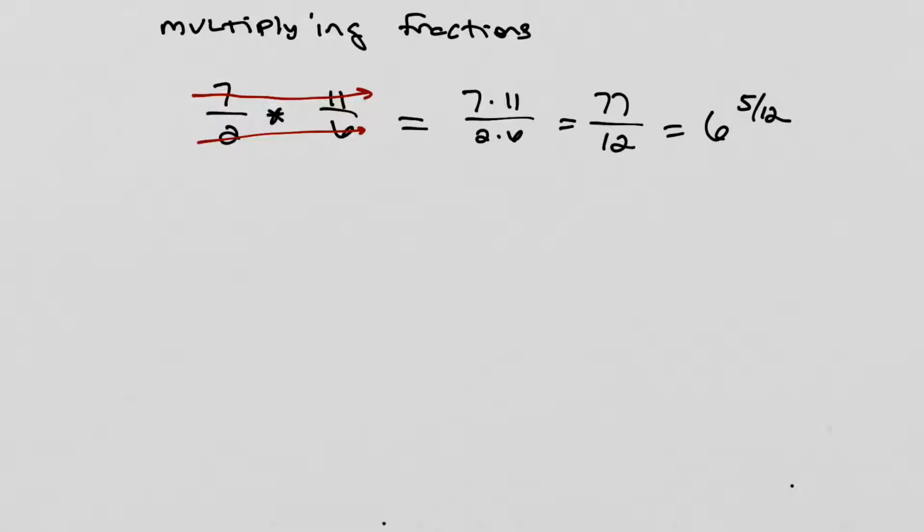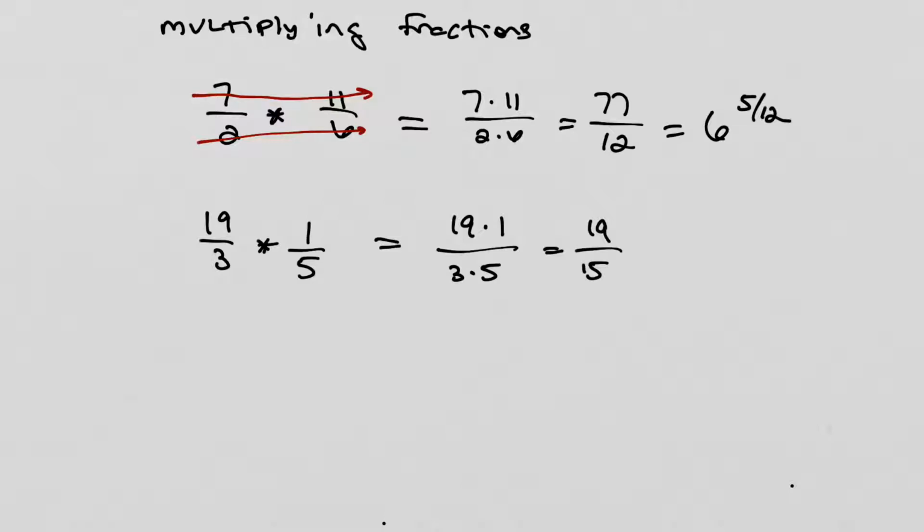All right, what if I had 19 over 3 times 1/5? Again, multiply straight across the top to get 19 times 1, straight across the bottom to get 3 times 5. So that's 19 over 15. It's an improper fraction, and that's the same thing as 1 and 4/15.